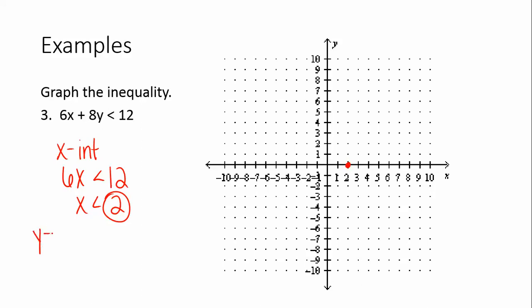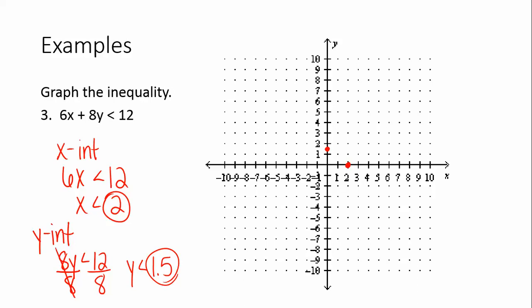Similar with the y-intercept, we want to make that x term 0, so this goes away, and we get 8y is less than 12. Divide both sides by 8, and we get that y is less than 1.5. And again, we treat this like an equal sign. This is your y-intercept, so it's going to be up here at 1.5.